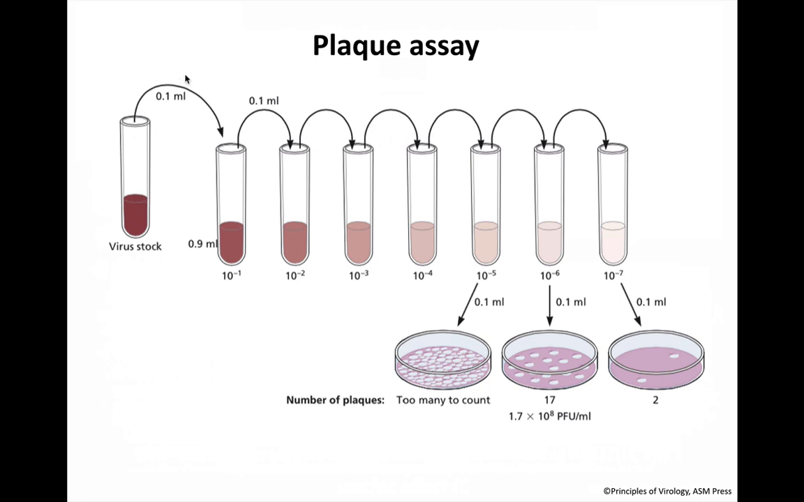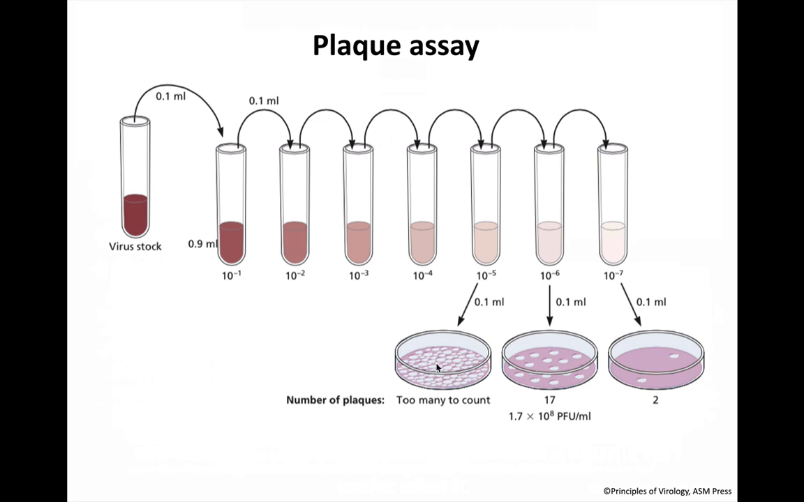You take 0.1 ml of the virus stock, put it into the first tube, mix it up, take out 0.1 ml, put it into the second tube, mix it up, and so on down the line. And so these are the dilution factors that you then get. You then take some of the later dilutions and you do a plaque assay with them.